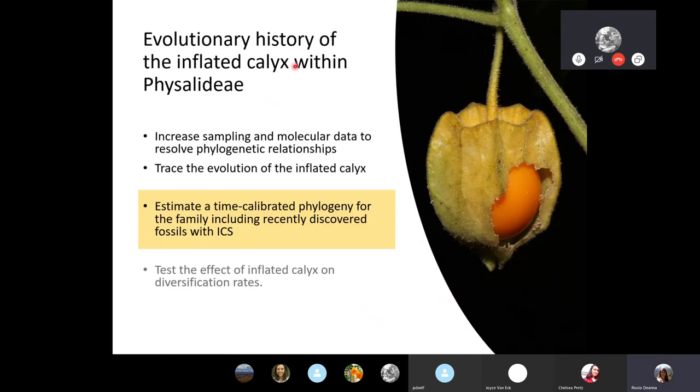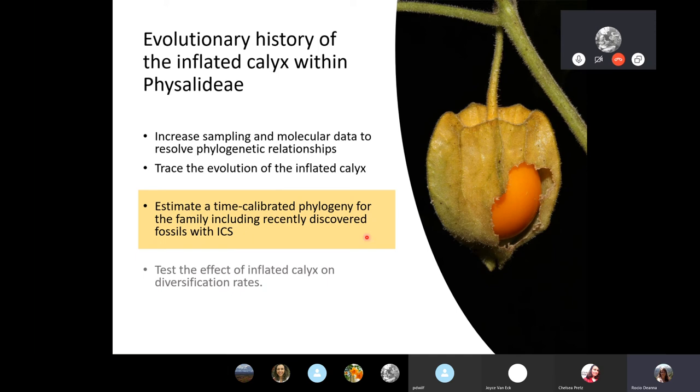So that's why right now I'm starting this new project. Actually, I started several months ago, scoring more taxa and trying to estimate this new time calibrated phylogeny for the family, including all the available fossil evidence for the family.